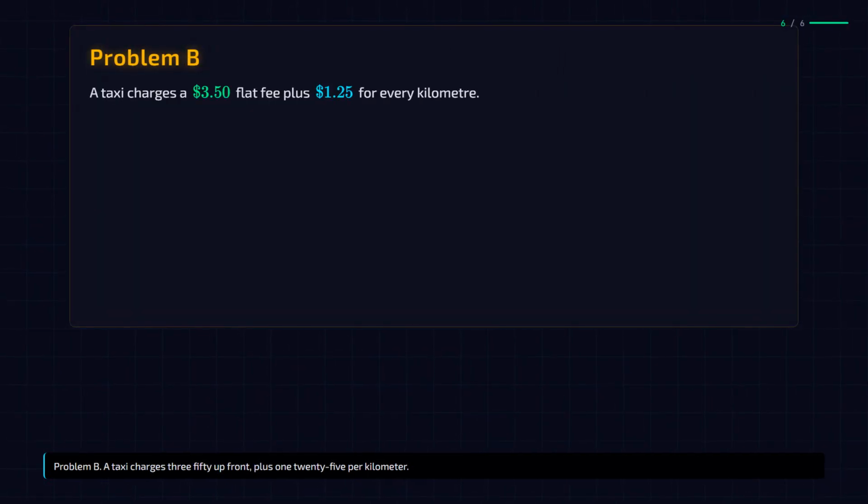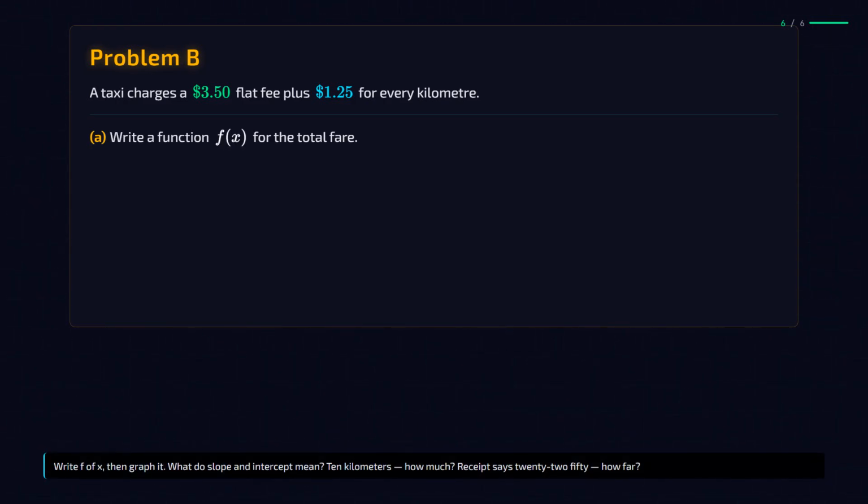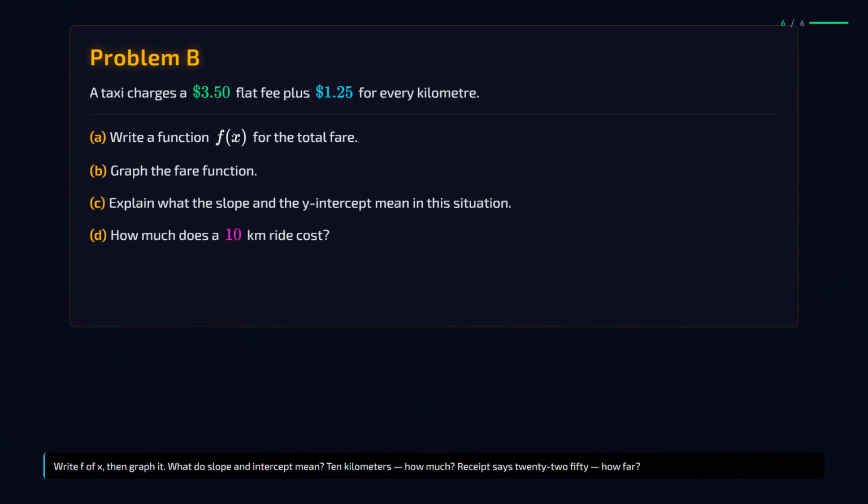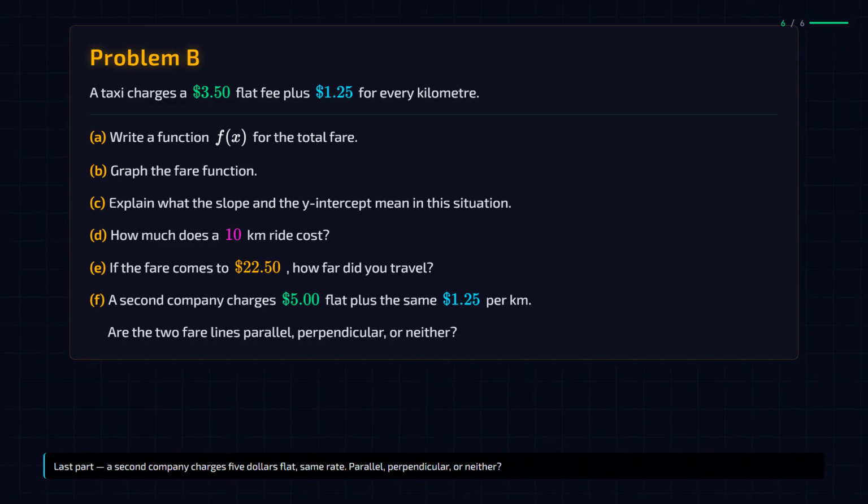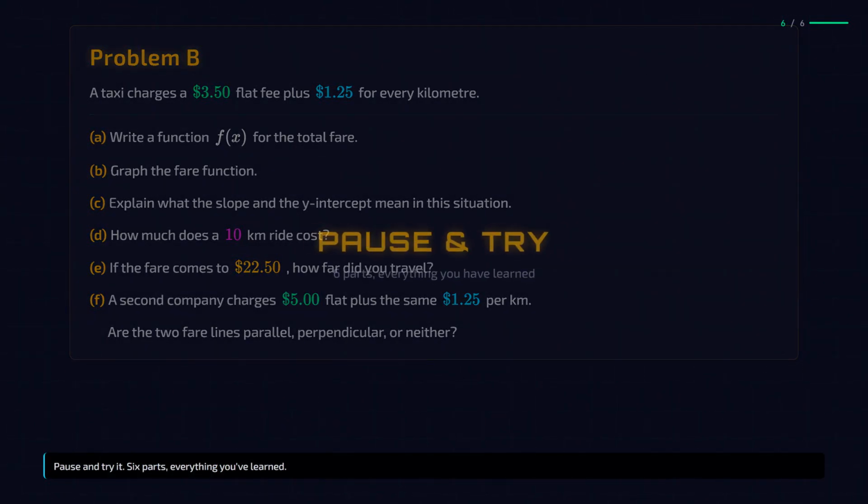Problem B. A taxi charges $3.50 up front plus $1.25 per kilometer. Write f of x, then graph it. What do slope and intercept mean? 10 kilometers, how much? Receipt says $22.50, how far? Last part. A second company charges $5 flat, same rate. Parallel, perpendicular, or neither? Pause and try it.